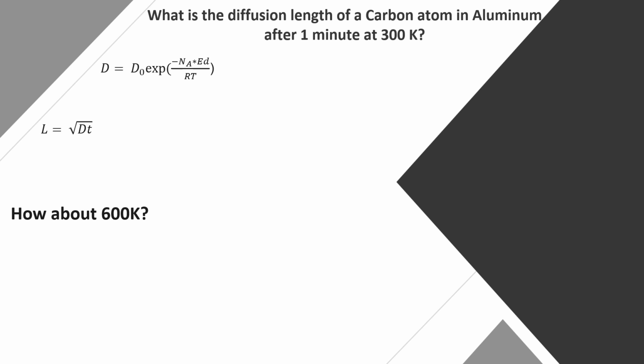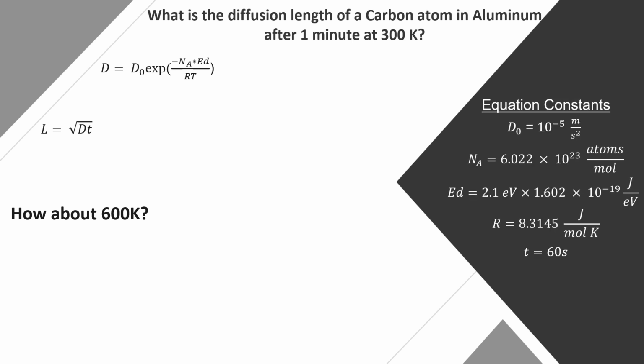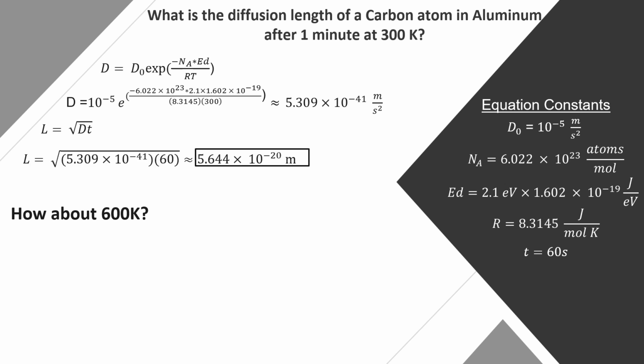Next, in order to use this formula, we need a couple of constants for this situation that we found after doing some research. After we plug these constants in where they belong in our equation, we find the diffusion constant in this case is approximately equal to 5.309 times 10 to the negative 41 meters squared per second. Now, if we take this along with t equals 60 seconds and plug it back into our formula for diffusion length, we find that the diffusion length of a carbon atom in aluminum after 1 minute at 300 degrees Kelvin is about 5.644 times 10 to the negative 20 meters.